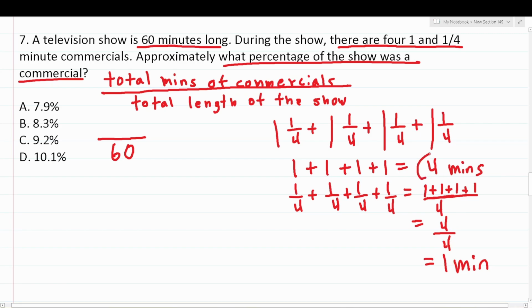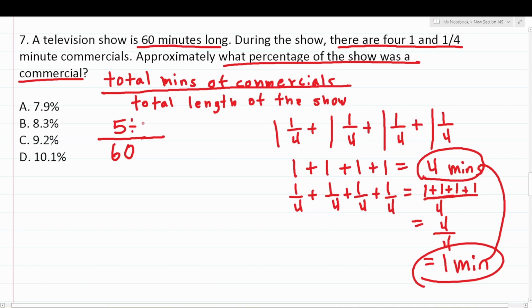So in total, we had 4 minutes plus 1 minute worth of commercials. So 5 of the 60 minutes of this show were commercials. And now we have to convert that fraction to be a percent. Of course, one thing you can do prior to doing that is to reduce this fraction. You should realize that both 5 and 60 are divisible by 5. 5 divided by 5 is 1. 60 divided by 5 is 12. All right, so now we have our work cut out for us. We're converting the fraction 1 over 12 to a percent.